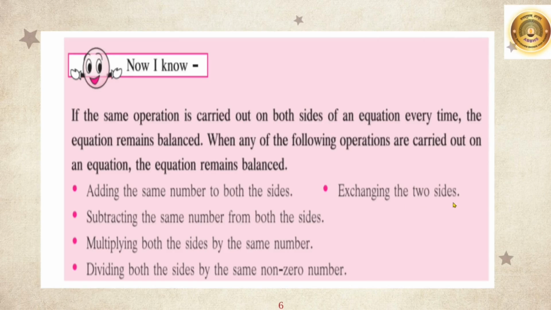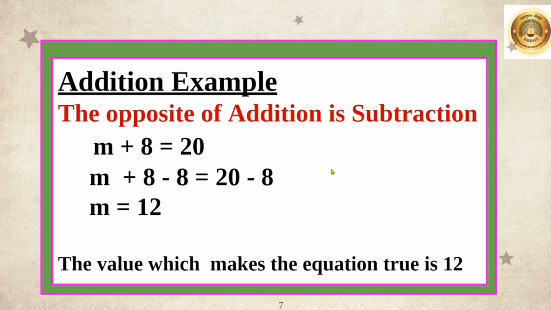Now let's quickly revise what you had studied in your previous class. This is an example of addition. The opposite of addition is subtraction. So if the sum is m plus 8 is equal to 20, you subtract the same number on both sides. So the equality remains unchanged and you get the value of m as 12. So the value which makes the equation true is 12. Or in other words, the solution to this equation is m is equal to 12.